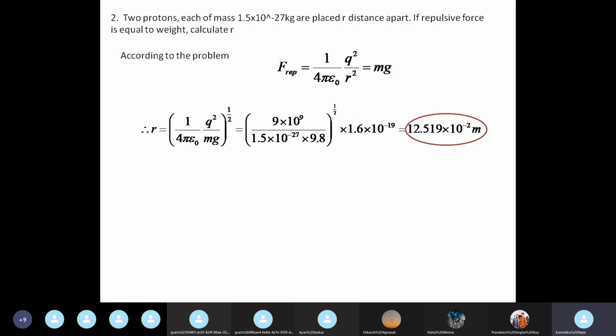So when the two protons are at such a distance, it is then that the repulsive force acting between them will be equal to the gravitational weight of each, mg, at this distance, so and so meters. Okay? This is again a typical kind of problem.